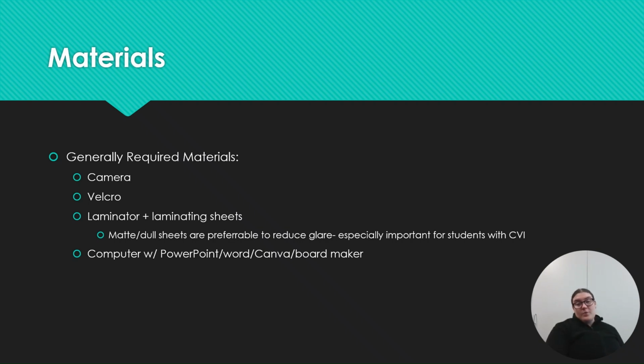What do you need to make visual supports? It's pretty flexible. You can make a visual support out of pretty much anything, depending on how good your drawing skills are. But generally I say that having a camera or symbols, Velcro, laminator and laminating sheets. Just a note on that, matte sheets are generally preferable to reduce glare, particularly if you have students who have a vision impairment. And then the easiest way to organise things is on a computer with PowerPoint or Word, Canva, Boardmaker. It really doesn't matter which specific program you use, it's down to personal preference.